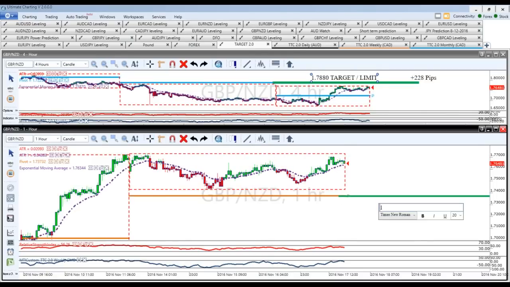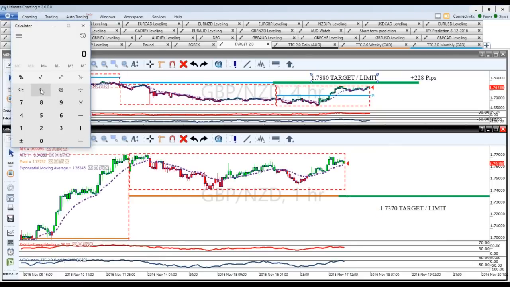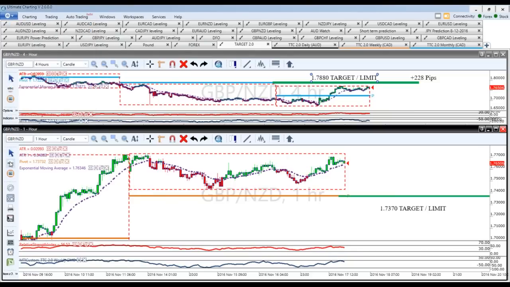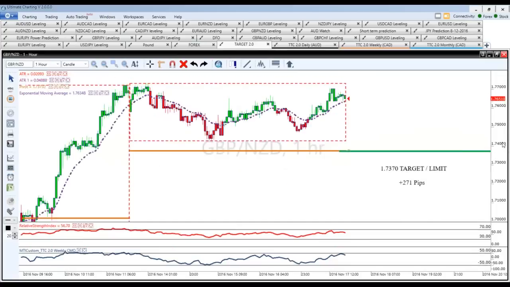1.7370 is our target. It's our limit for the week. This is where we want the market to go. If you are using it this week, you're still in your short trade. And how far away is this? 7647 minus 7370. 271 pips away. So you're going to expect this market to fall 271 pips and then U-turn and rally towards 7880. So you basically have an 800 pip trading opportunity.